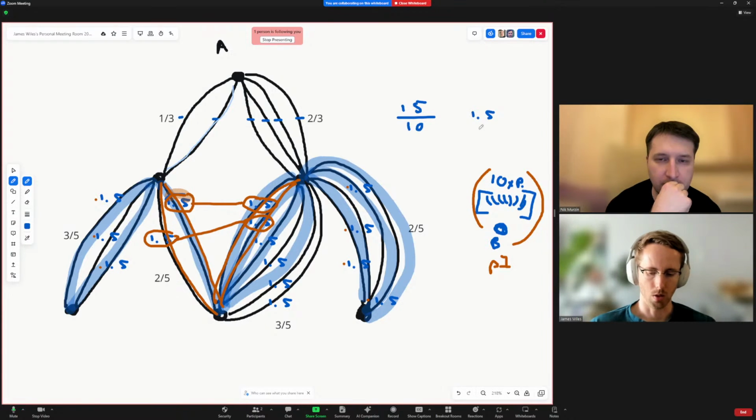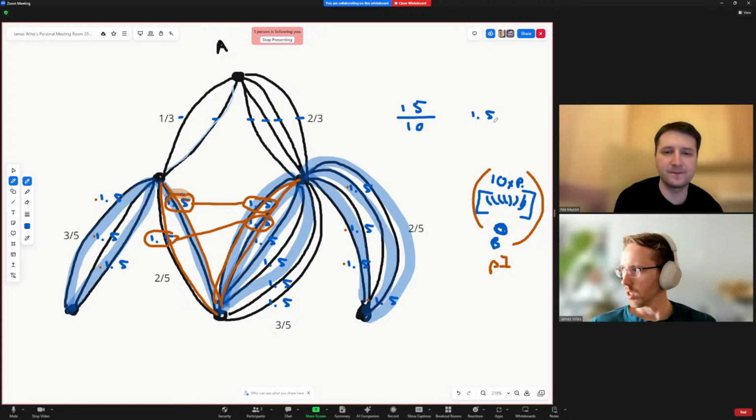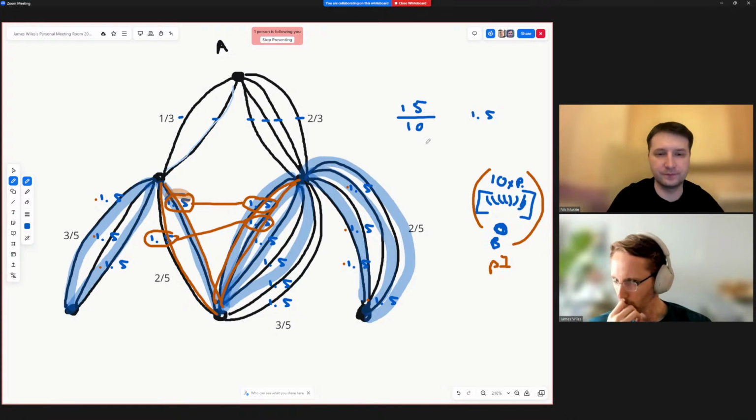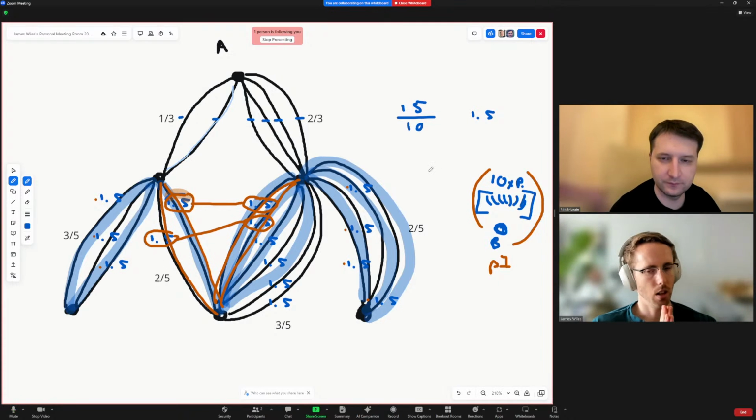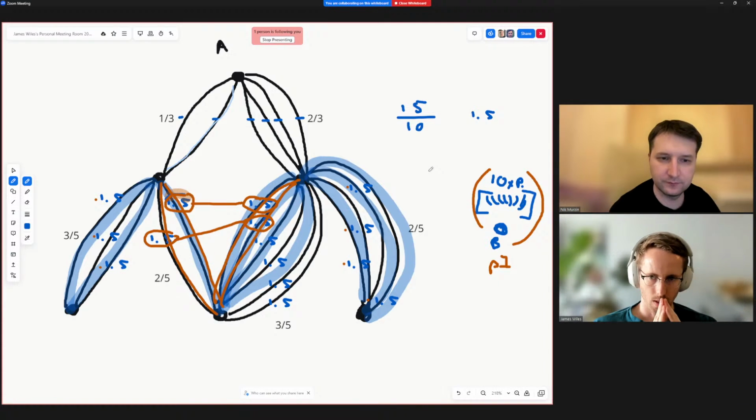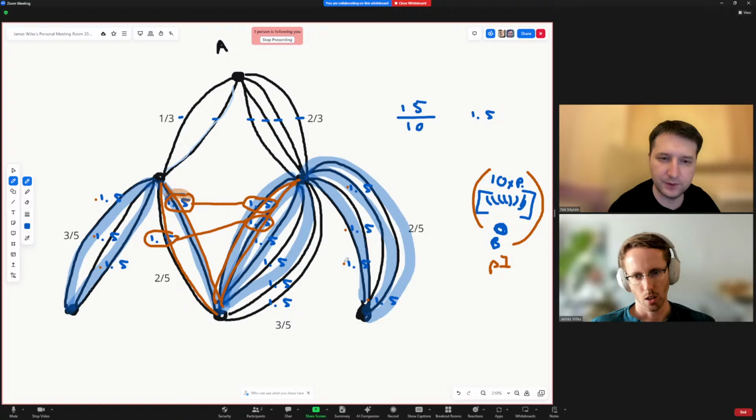Wait, is my maths wrong? 15 divided by 10. Yeah, it's 1.5. So on each black path there's a 1.5 value. But I'm not clear what this value is supposed to be. It's like your total value. If you want each black to now be 1.5, then the total value is weird, right?